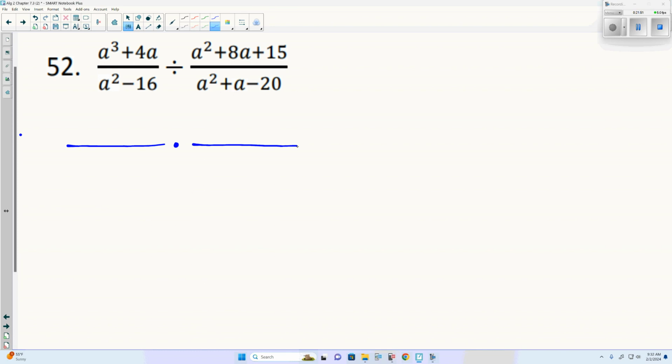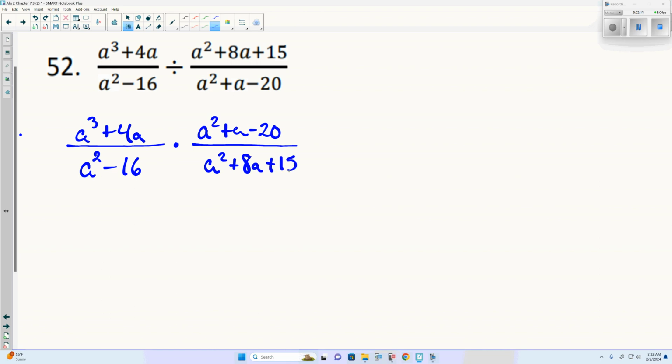Keep change flip. So the first one is going to stay a cubed plus 4a over a squared minus 16. Yes. The numerator is now a squared plus a minus 20 over a squared plus 8a plus 15.